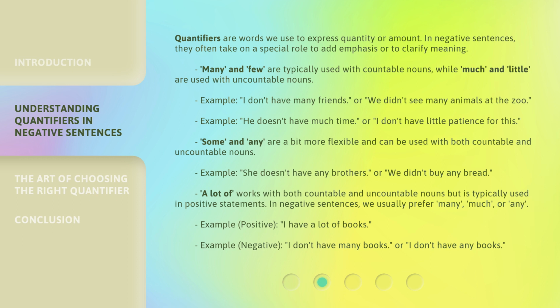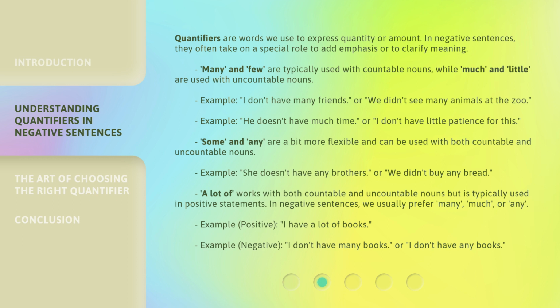Example: he doesn't have much time. Or, I don't have little patience for this. Some and any are a bit more flexible and can be used with both countable and uncountable nouns. Example: she doesn't have any brothers. Or, we didn't buy any bread.